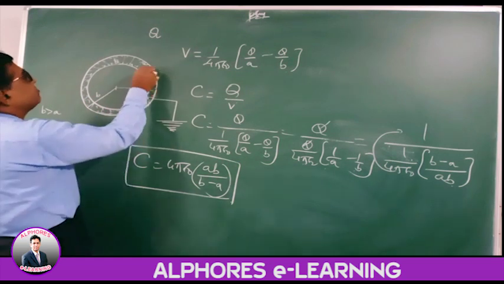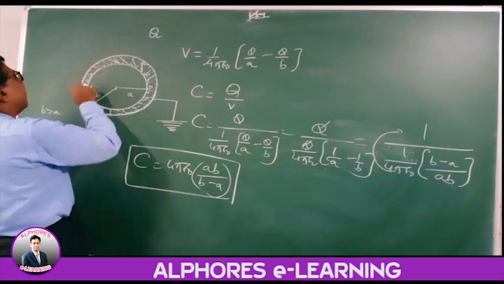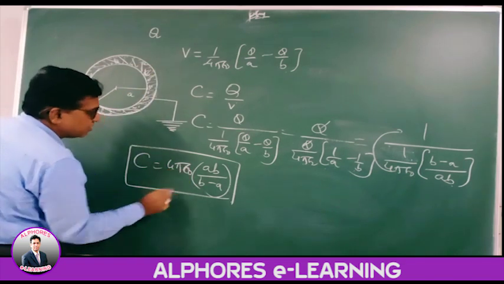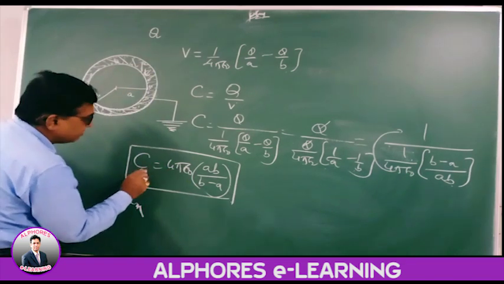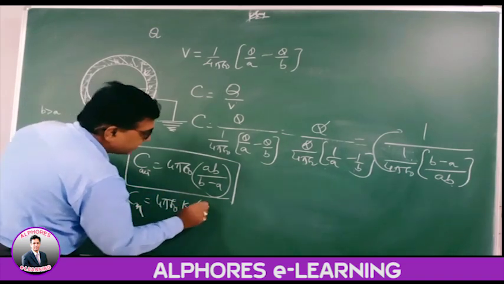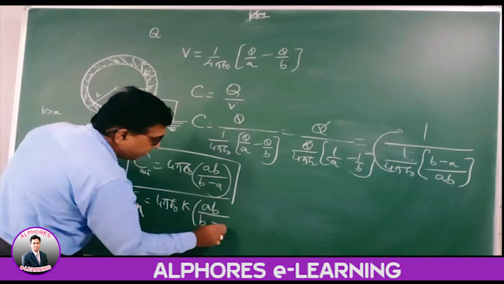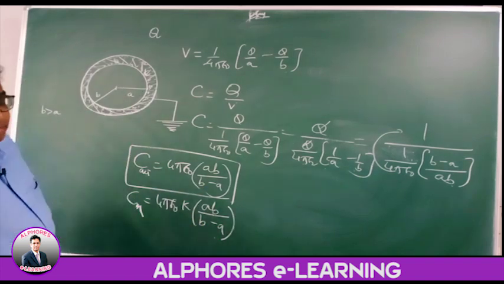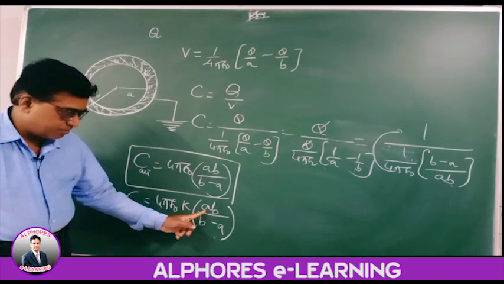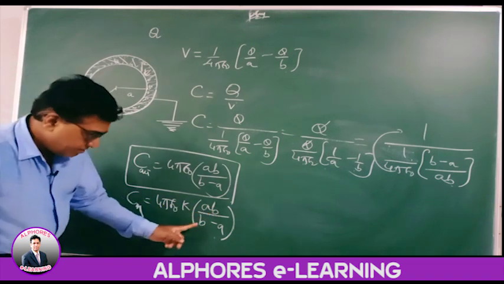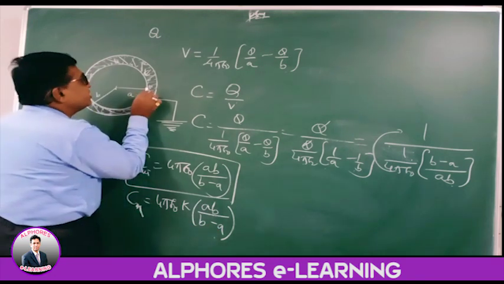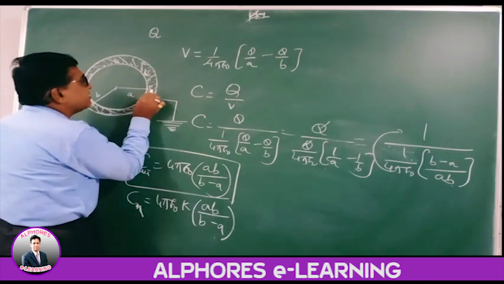Suppose the space between them is filled with a dielectric K, then the capacity in the medium becomes 4 pi epsilon naught K AB by B minus A. This is with air. You see, the capacity C is directly proportional to the product of the radii, and inversely proportional to the difference of the radii. The difference between these two is the distance between the spheres.